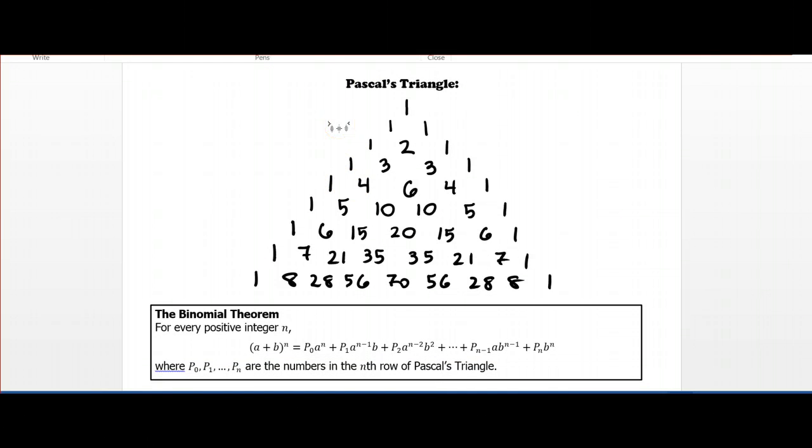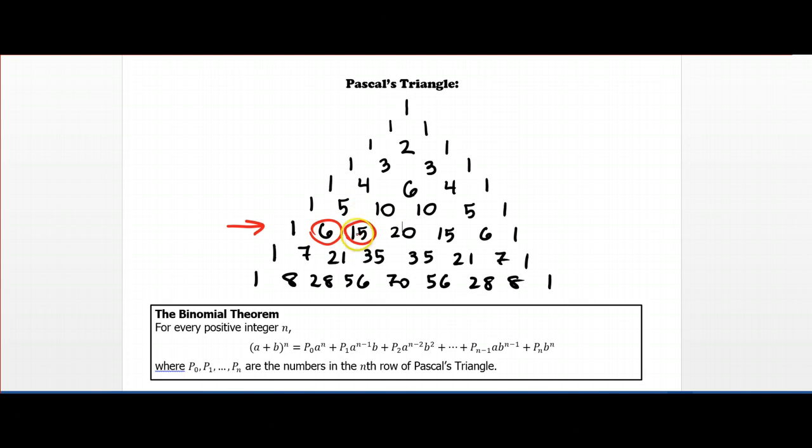For instance, if I go down to this row right here, I start with a 1. How do I know the next number is 6? Or even more interesting, how do I know the next number is 15? Well, if you look at the numbers above, let's focus on this 15 right here.